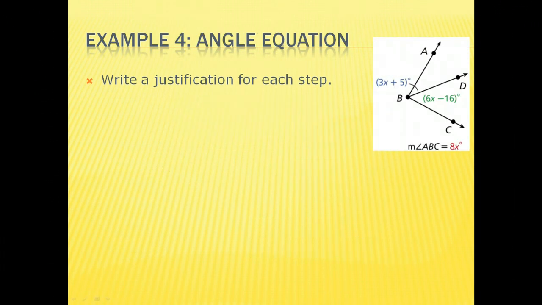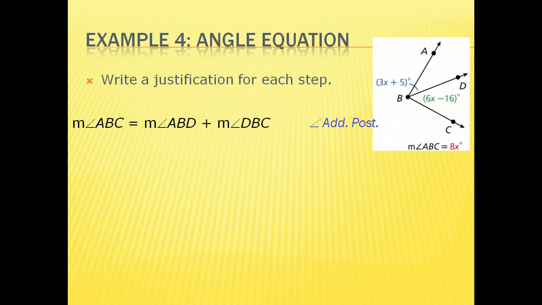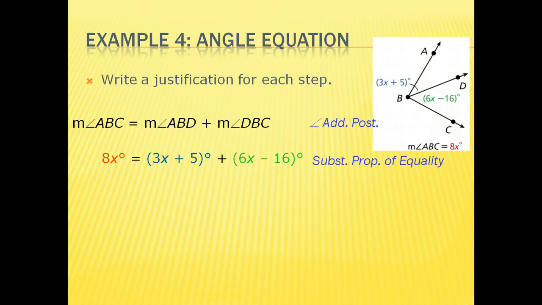Let's do one with angles. Write a justification for each step. We know that the measure of ABC equals the measure of ABD plus the measure of DBC. This is the angle addition postulate. The substitution property of equality allows us to put those amounts that were given into our equation. We simplify and get 8x equals 9x minus 11.